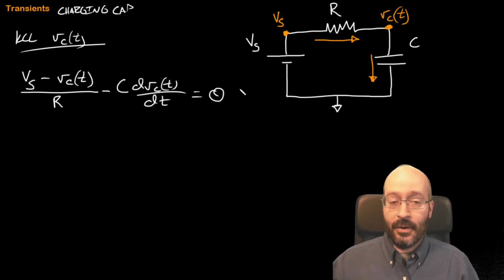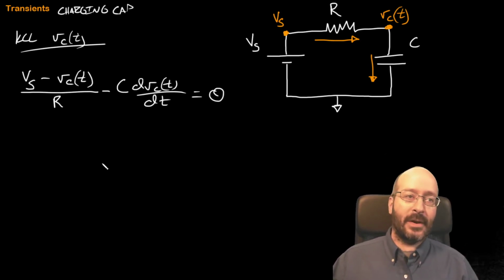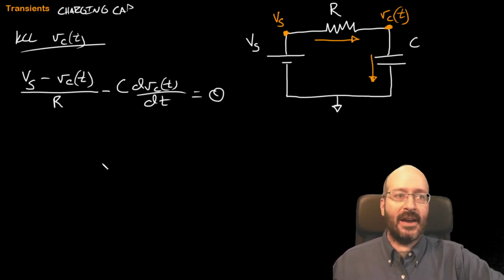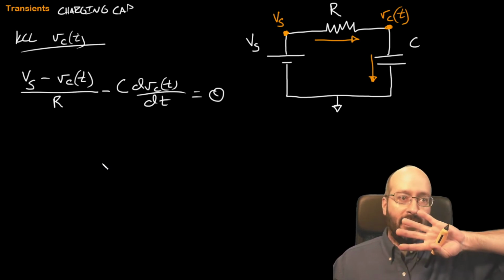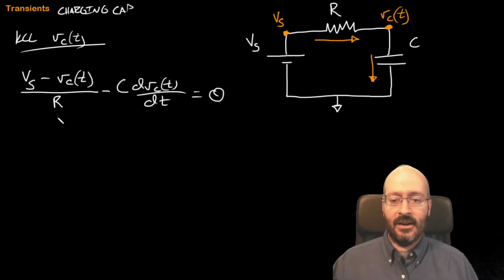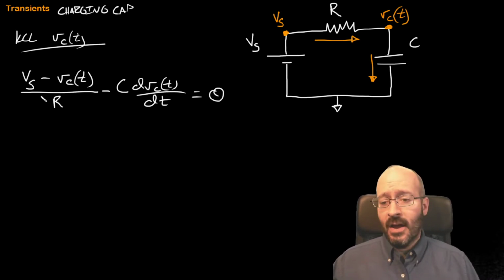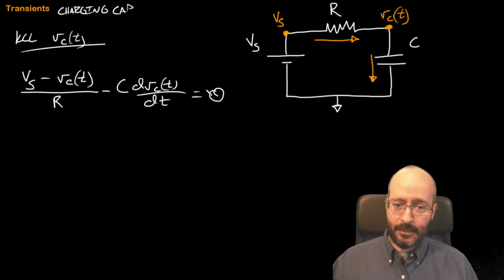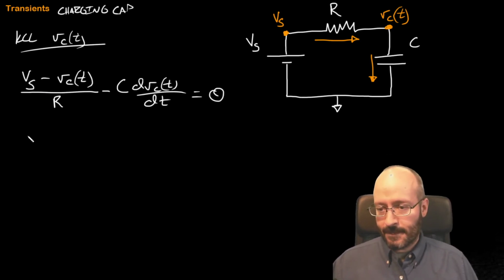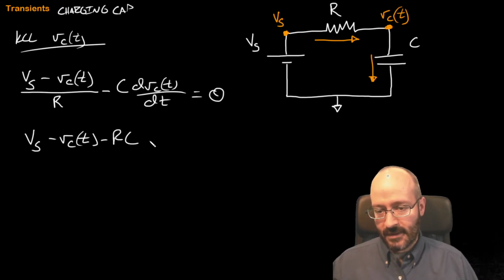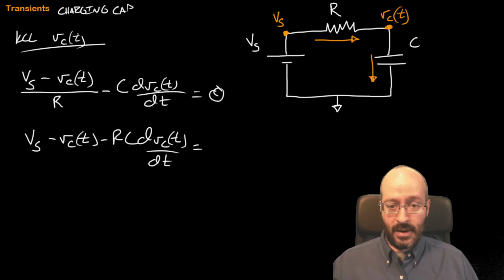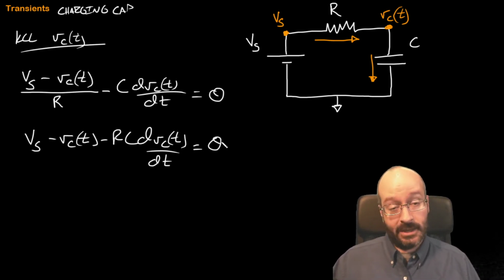Well, we're going to separate and integrate again. So we want to get all of our VCs on one side, and we want to get all of our T's on the other. So I'm going to bring this R up. I'm going to multiply both sides by R. Right, so this ends up being VS minus VC of T minus RC dVC of T over dt. Okay, and when I multiply 0 by R, I end up with 0.